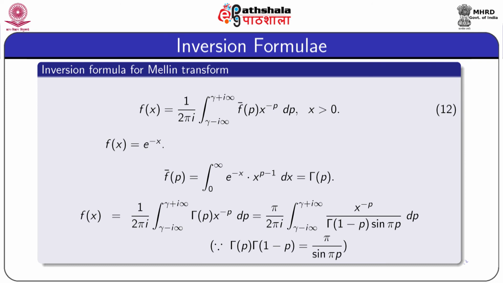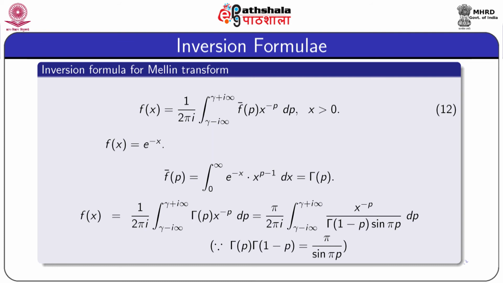This is inverse Mellin transformation. It is defined as f(x) equals 1 divided by 2 pi i, integration from gamma minus i infinity to gamma plus i infinity, f bar(p) x to the power minus p dp, for x greater than 0.